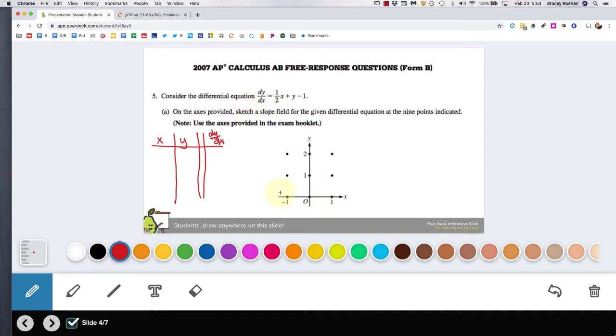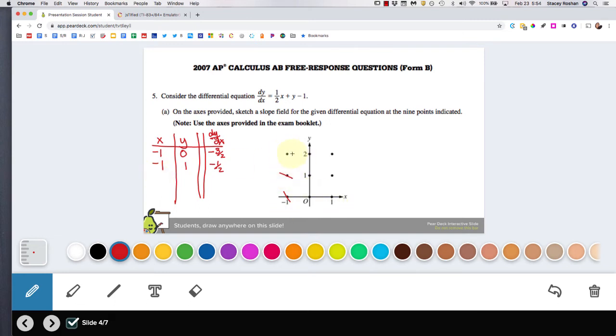At negative 1, 0, which is my first point there, I'm going to have 1/2 times negative 1, negative 1/2, plus 0 minus 1, which is negative 3/2. So a 45-degree line going down would be a slope of 1, and I want it to be just slightly steeper. That's what I do. Now let's look at this point, negative 1, 1. That would be negative 1/2 plus 1 minus 1, which would just be negative 1/2. And so again, 45-degree line, but a little less steep than that.